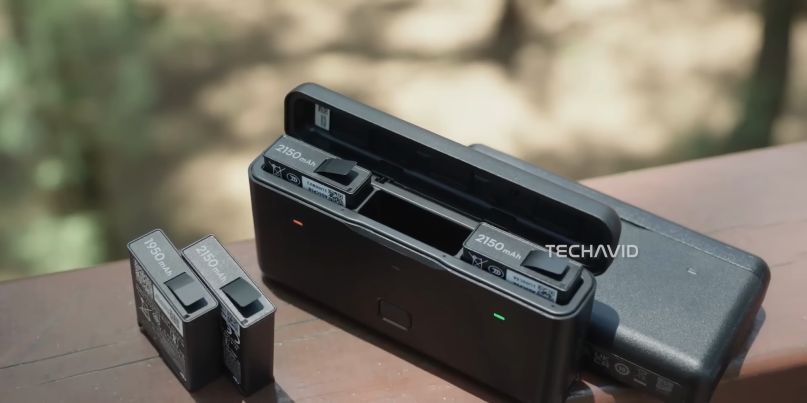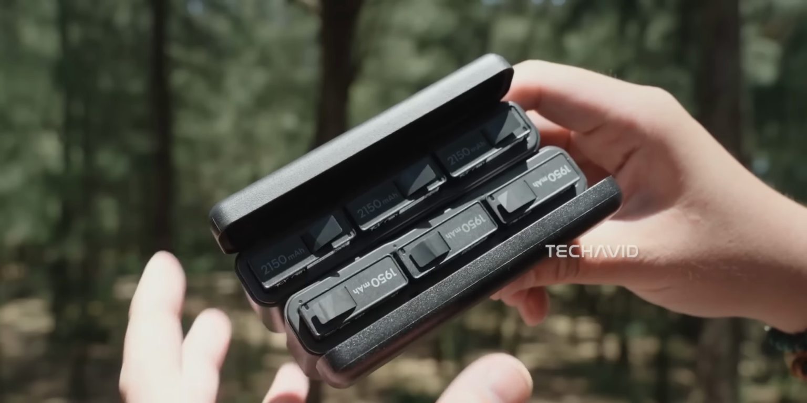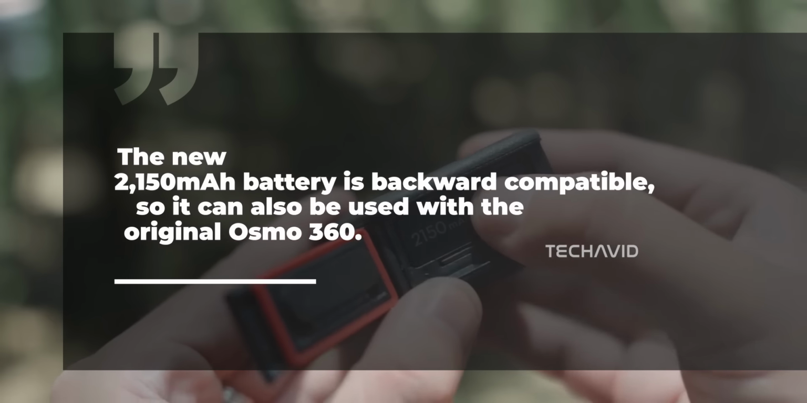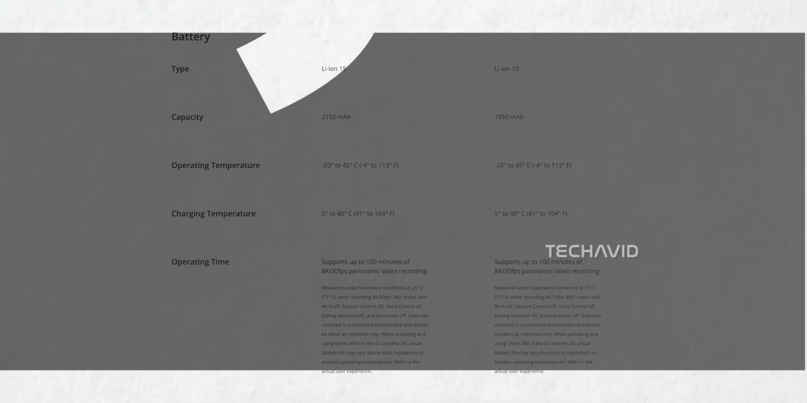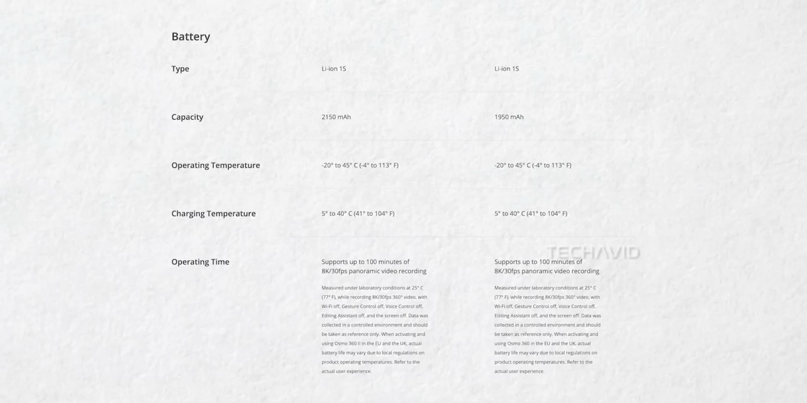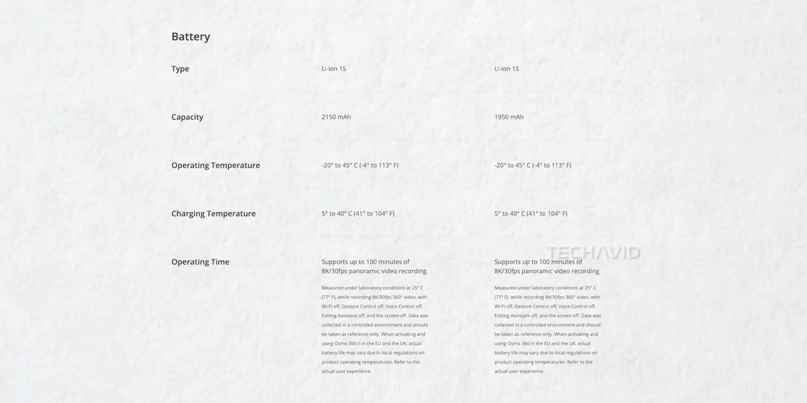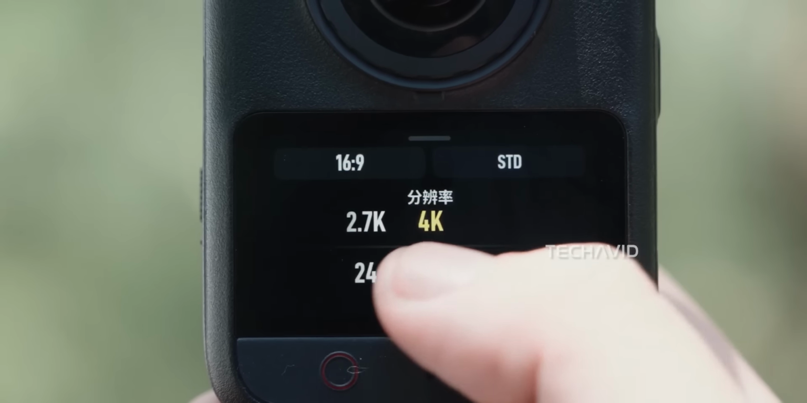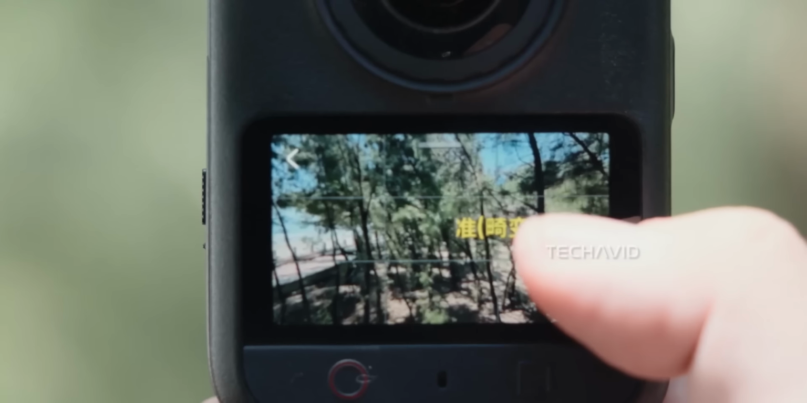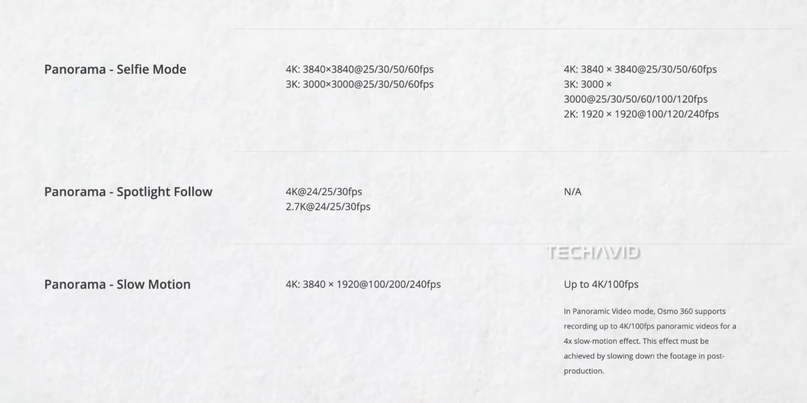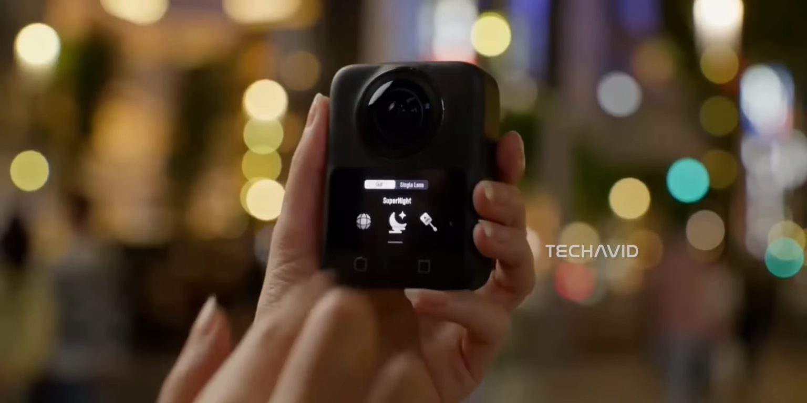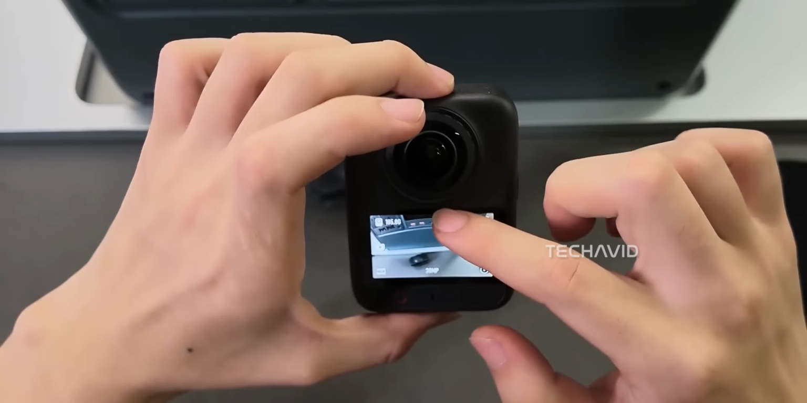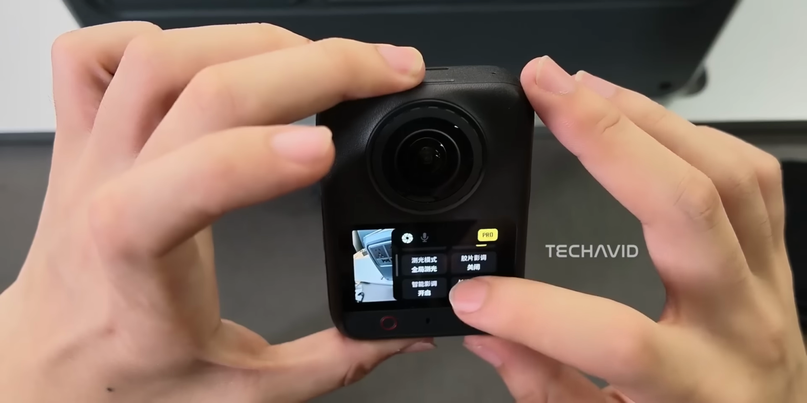The battery has also grown from 1950 mAh on the original to 2150 mAh on the Mark II. That's about a 10% increase in capacity. Interestingly though, DJI still rates the Mark II at up to 100 minutes of continuous 8K 30 frames per second recording under its controlled testing conditions, so the bigger battery hasn't translated into a higher advertised runtime in that particular test. The Mark II also introduces Panorama Spotlight Follow, a new subject following feature designed specifically for 360-degree footage. Since you can choose your framing after recording, this gives the camera another way to automatically keep your subject centered when you turn that 360-degree footage into conventional video.